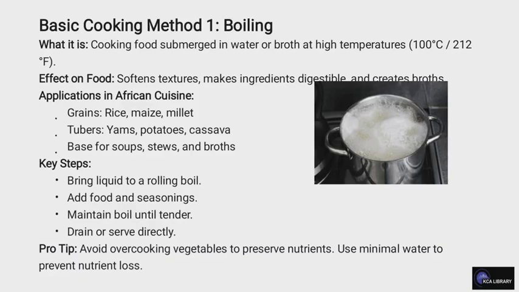The key steps in boiling include bringing liquid to a rolling boil, adding food and seasonings, maintaining boil until tender, and draining or serving directly. You need to avoid overcooking vegetables to preserve the nutrients, and use minimal water to prevent nutrient loss.